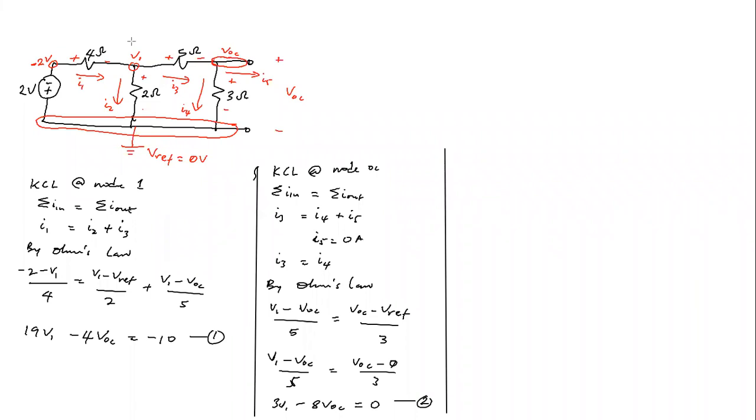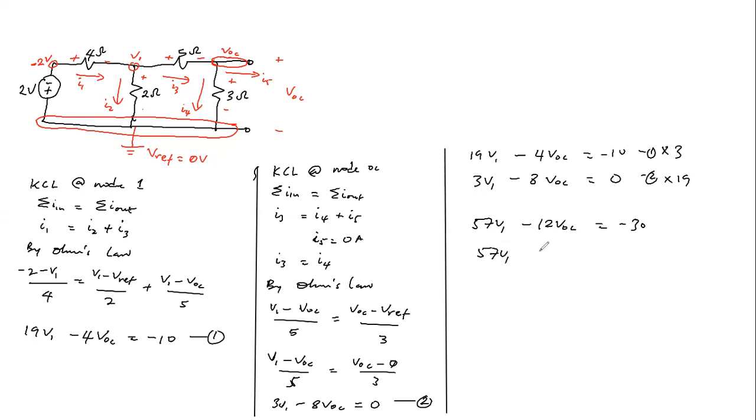So now we can move on to solve for VOC. By the elimination method, we have 19 V1 minus 4 VOC is the same as minus 10, then 3 V1 minus 8 VOC is the same as 0. If we multiply equation 1 by 3 and equation 2 by 19, we'll be able to eliminate V1. So we have 57 V1 minus 12 VOC equal to minus 30, then 57 V1 minus 152 VOC is equal to 0.